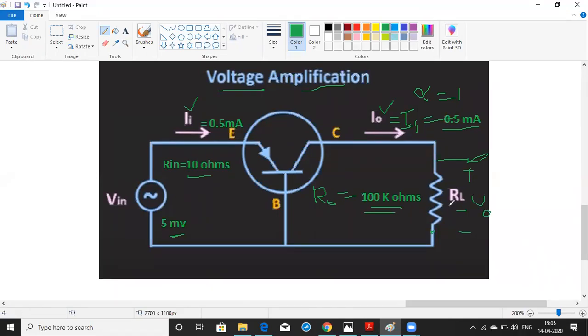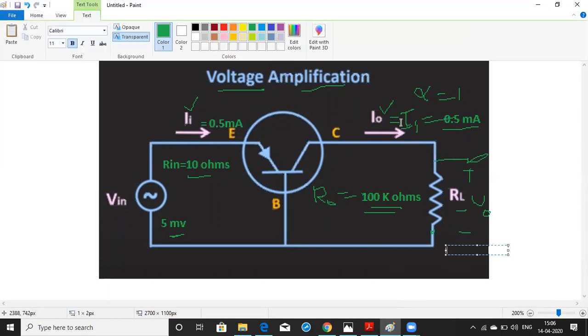We have only 10 minutes left. So what is V naught? V naught is equal to I naught into R, right? I naught into R means how much are you going to get? 0.5 milliamperes into 100 kilo. Kilo and milli together, you will get 50, right? So you will get 50 volts. So this is the output voltage.